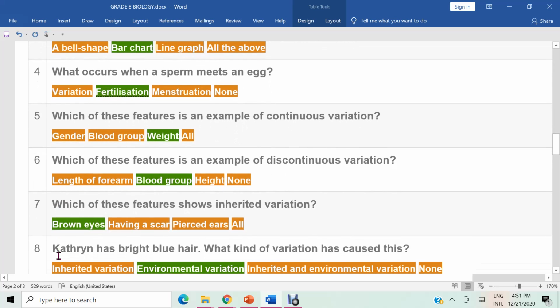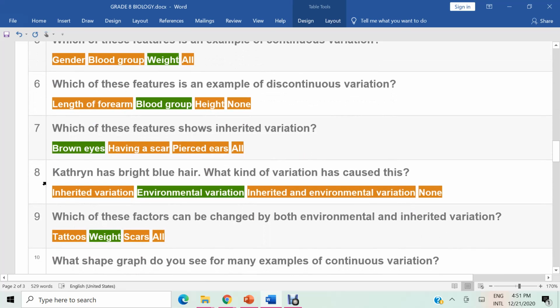Number 7. Which of these features shows inherited variation? The answer is brown eyes. Yes, brown eyes are inherited variation. Question 8. Catherine has bright blue hair. What kind of variation has caused this? Yes, this is environmental variation. Bright blue hair is caused by environmental conditions, so it's an environmental variation.